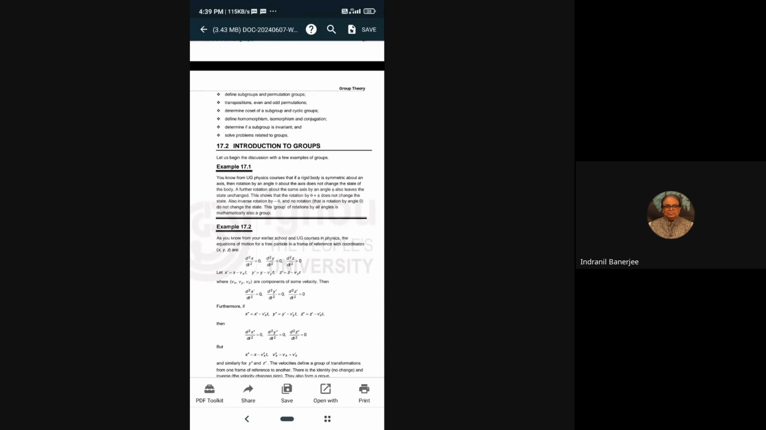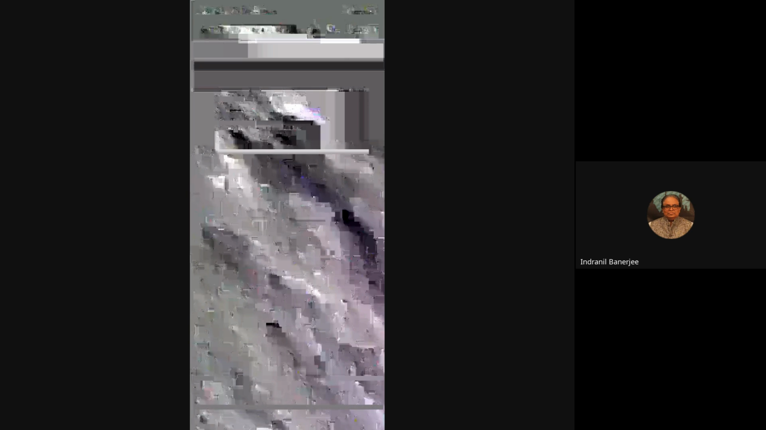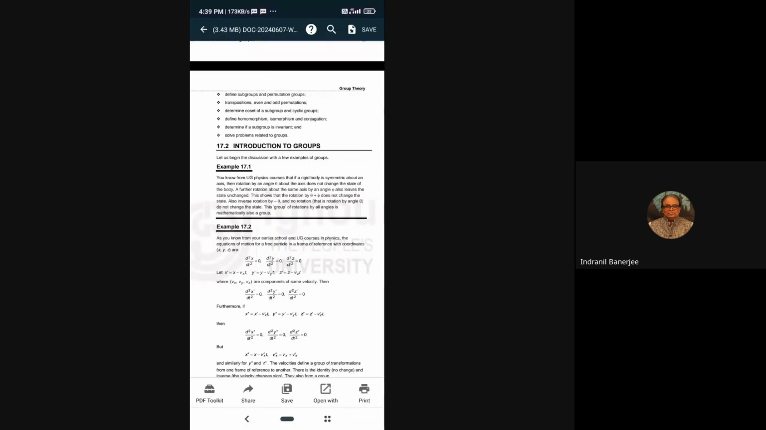Before that, let us have some examples. If a rigid body is symmetric about an axis, then rotation by an angle theta about the axis does not change the state of the body. A further rotation about the same axis by an angle phi also leaves the state unchanged. This shows that the rotation theta plus phi does not change the state. Also, the inverse rotation by minus theta and no rotation, that is rotation by an angle 0, do not change the state. So this set of rotations by all angles is mathematically also a group.